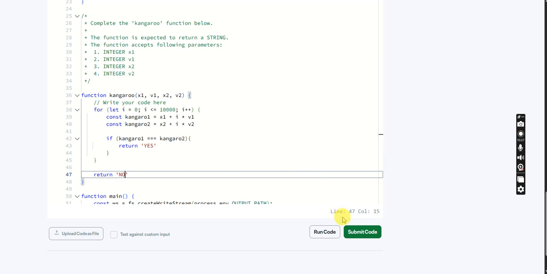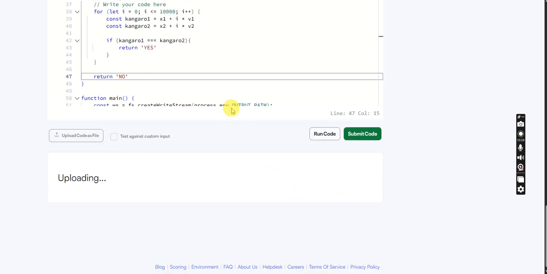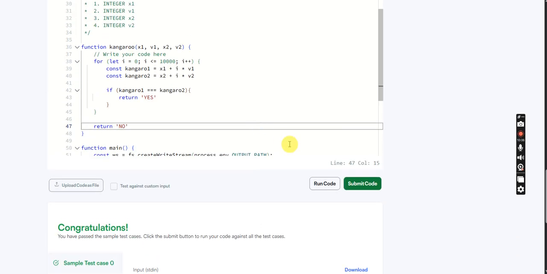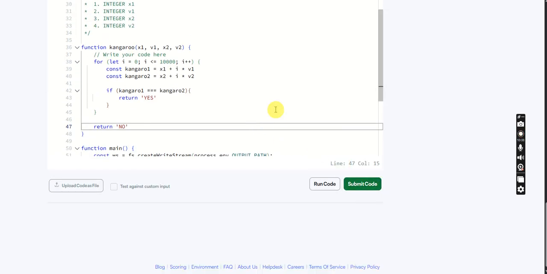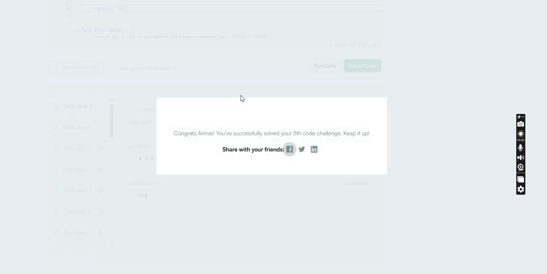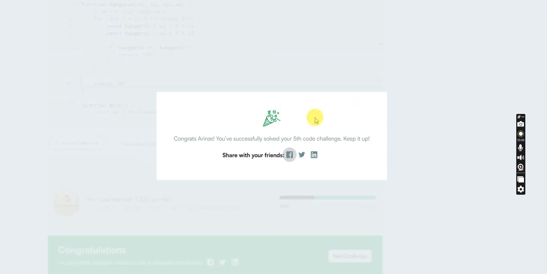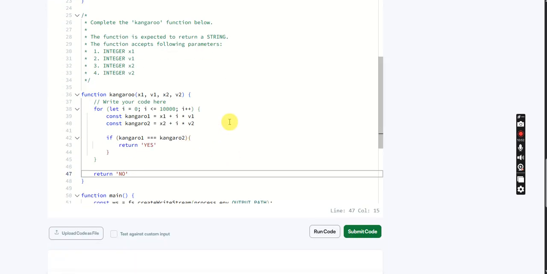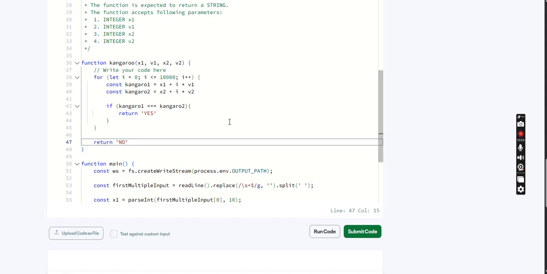Let's run this code and see if it's working. Okay, good, it's passing the test case. Let's run the major code to see if we pass all the test cases. And here we go, we pass all the test cases. That's really nice. As a recap, what we did here is use the appropriate logic. This is efficient, though we are looping.